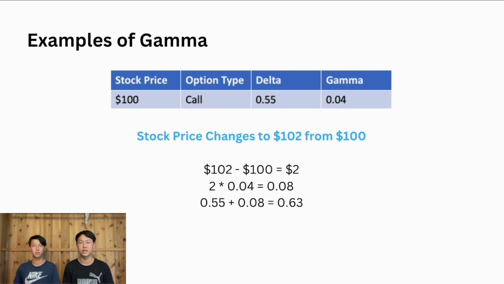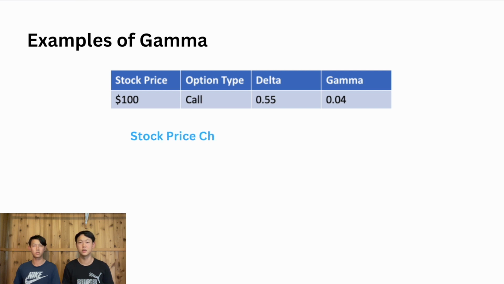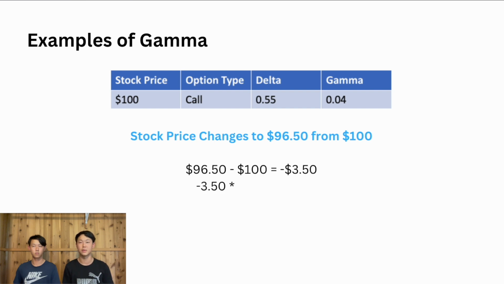The concept is the same when the stock price decreases. When the stock declines to $96.50 from $100, the change is negative $3.50. Negative $3.50 multiplied by the gamma of 0.04 gives us negative 0.14. Adding this value to our original delta of 0.55 gives us 0.41. This is the new value for delta.